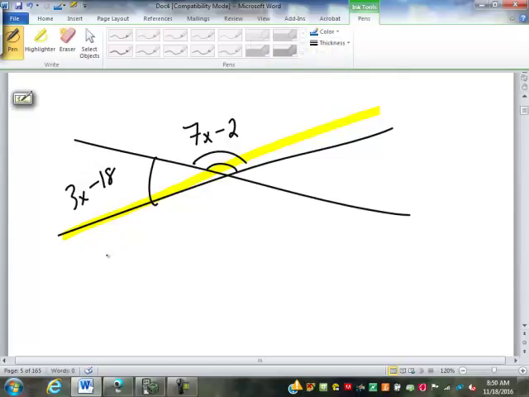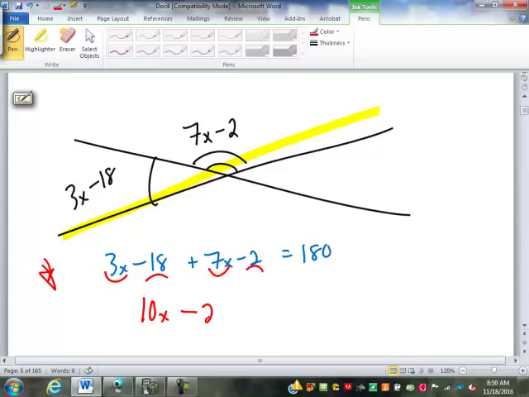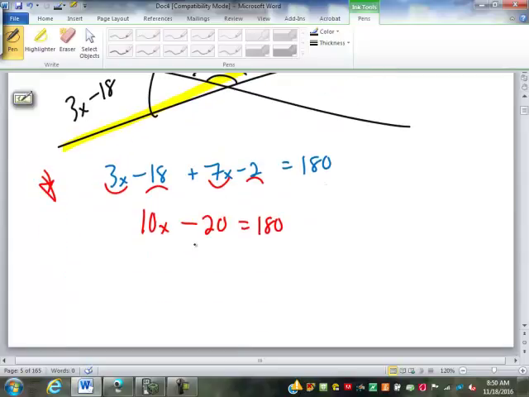Well, I now know that 3x minus 18 plus 7x minus 2 has to add up to 180 when I add them together. Everybody see where I got this equation? Any questions on where that came from? So now what can I do with that? Combine like terms. 3x and 7x make 10x. Negative 18 and negative 2, negative 20. Then what?